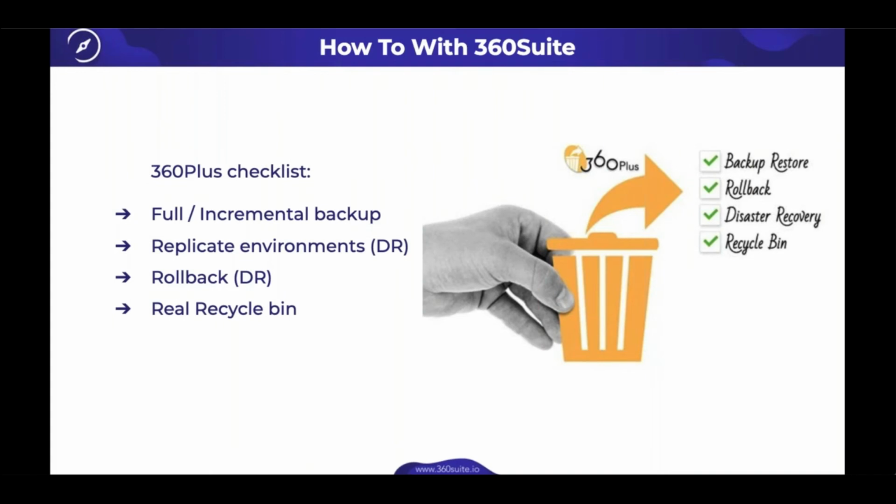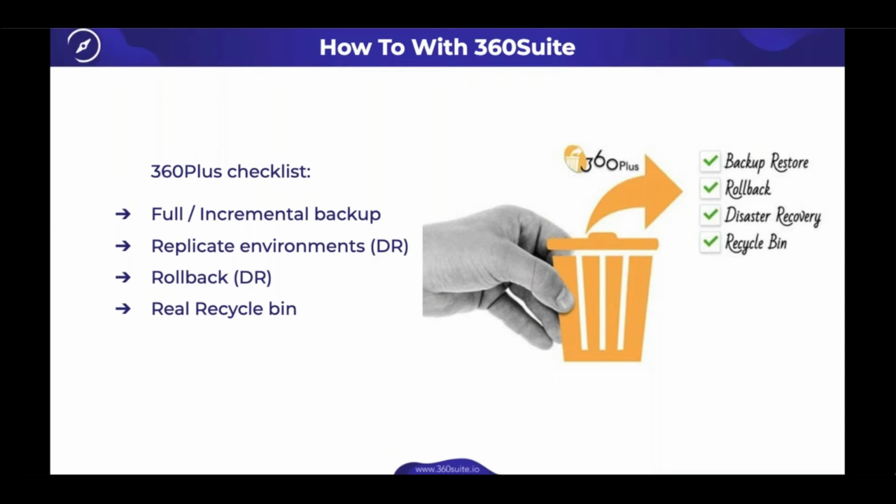Okay, so how can you do this with 360 Suite? How is that any different? With 360 Plus, you have the ability to do a full backup, and this backup works differently than anything else you've probably used. It creates a backup of all your Business Objects content. Every object in your environment gets a file, so it all gets backed up: all your users, all your folders, all your documents.